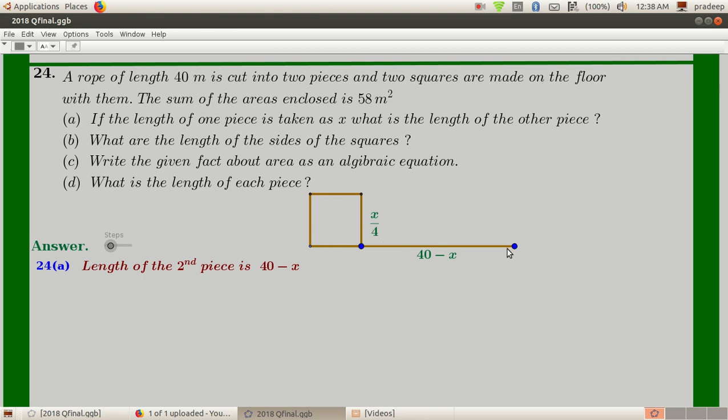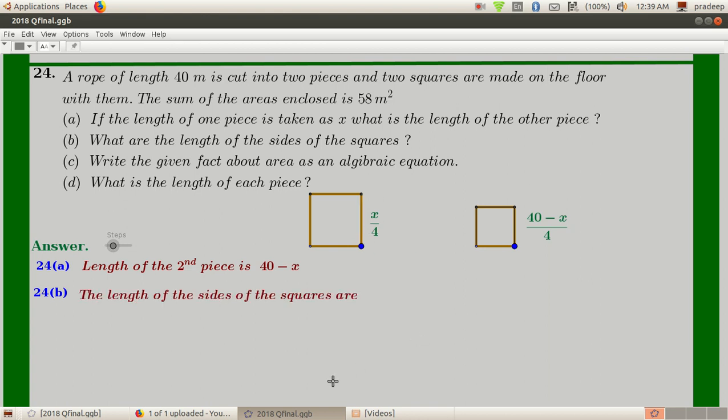And if we make a square with the length 40 minus x, the length of one side of the square will be 1 by 4th of this, that is equal to 40 minus x by 4. So, in the second question, the answers are that the lengths of the sides of the squares are x by 4 and 40 minus x by 4.